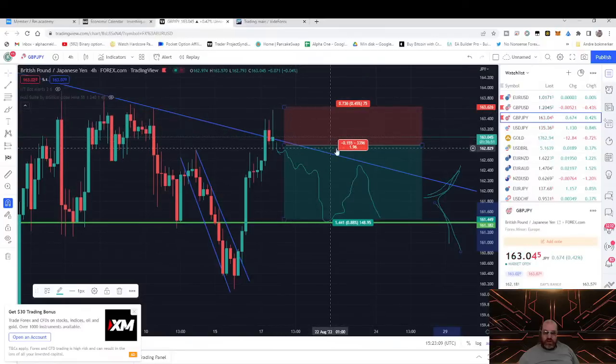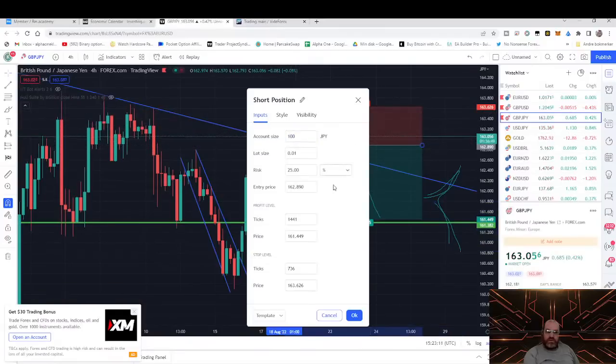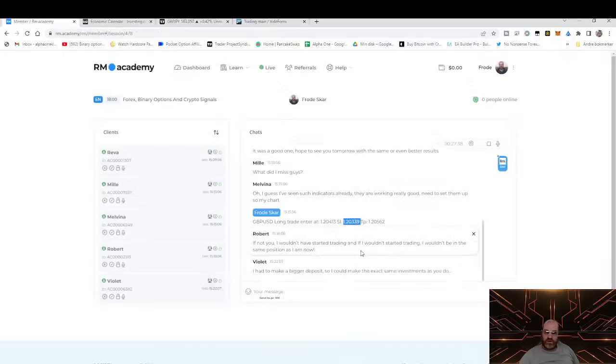But yes, looks like the probability is that we are going to go down. So let's mark, we can mark it up. Pending trade for GBP JPY. Let's take it at this level there.